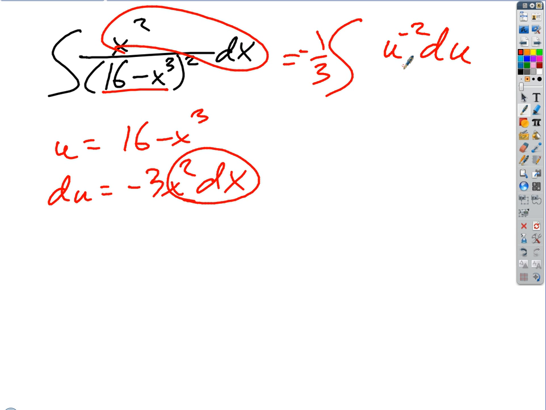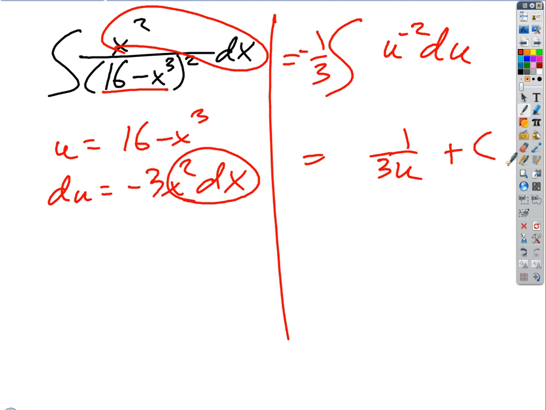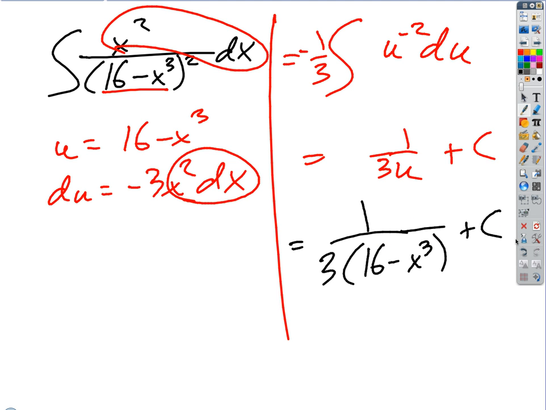Good. Okay, add 1, u to the negative 1 over negative 1, or times negative 1, same thing. So that's going to change the sign of this thing. So we're going to get 1 over u, and the negative 1 times negative 1/3 makes that a positive out front. So I can just call that 1 over 3u if I wanted, or 1/3 times 1 over u plus c. Does that make sense? Okay. Reverse the substitution, and I get 1 over 3 times the quantity 16 minus x cubed, plus c. Okay.